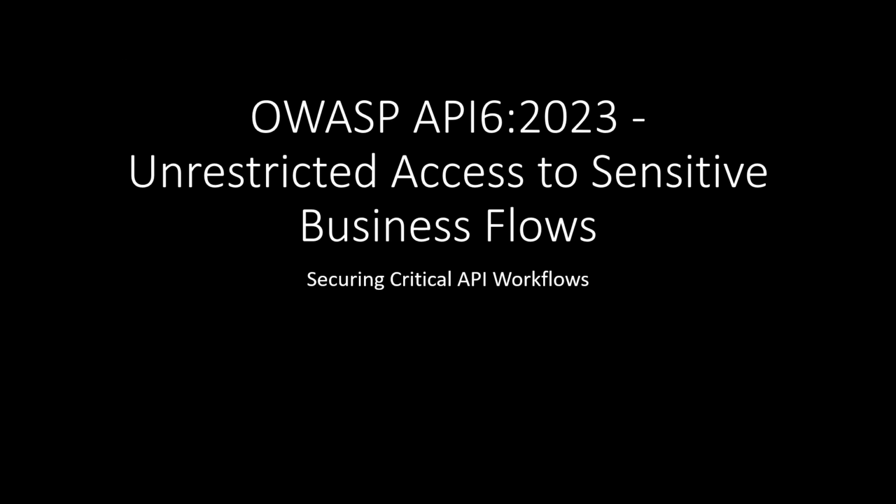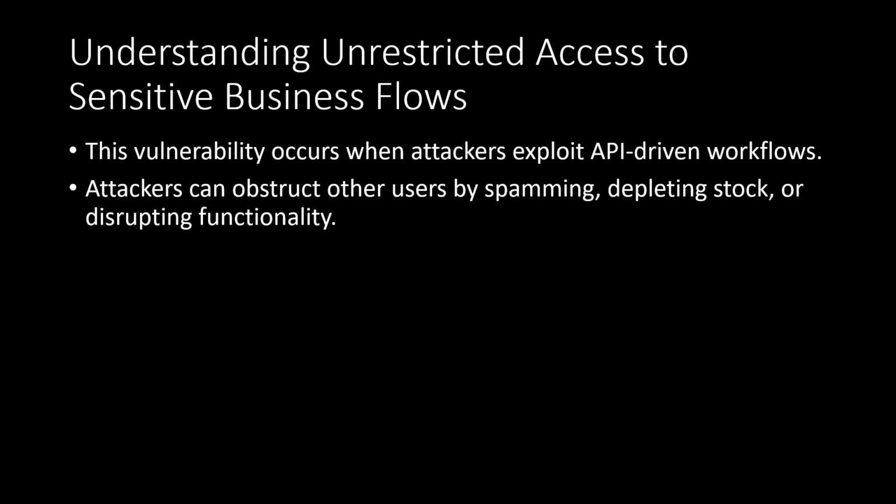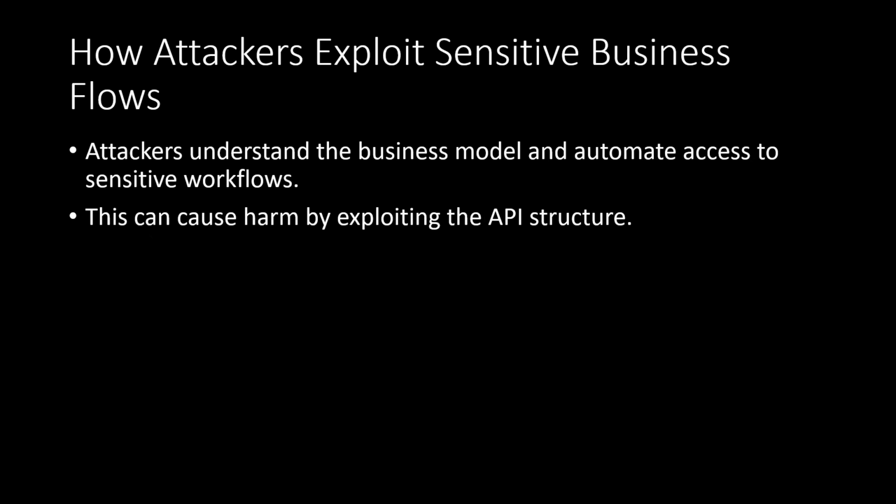Let's speak about unrestricted access to sensitive business flows, which is number 6 on the list. Unrestricted access to sensitive business flows happens when attackers identify and exploit API-driven workflows. This can lead to attackers obstructing other users by spamming them, depleting the stock of highly sought-after items, or disrupting expected application functionality. Attackers start by understanding the business model supported by the API. They identify sensitive business flows and automate access to these flows, causing harm. This could involve spamming users, draining product stock, or disrupting services.